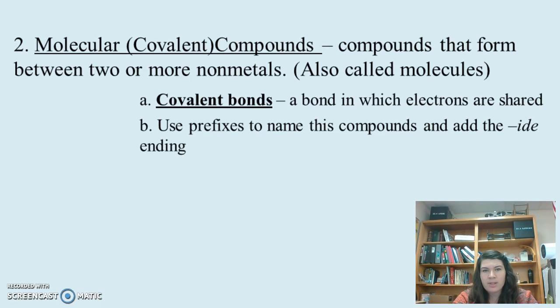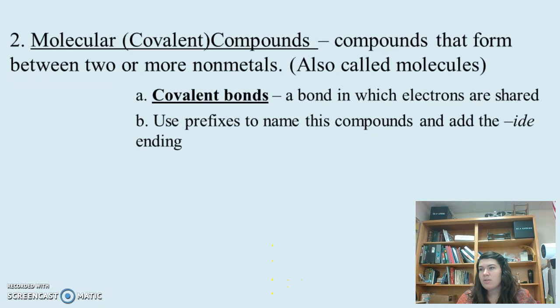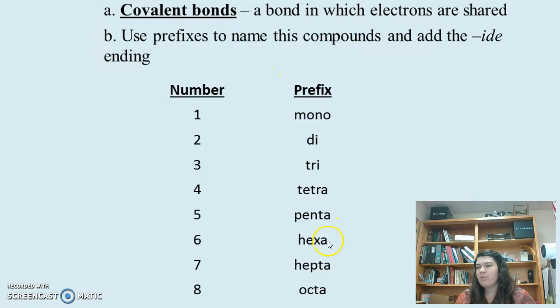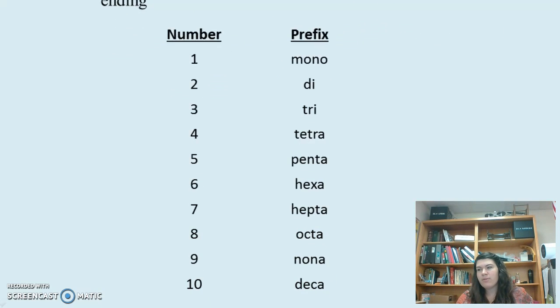Because they share their electrons, we just have to say exactly how many share them, okay? And how many of each atom is in a compound. So to do that, we use prefixes. We use these prefixes to name compounds, and we add the -ide ending on the end of them. So here are our prefixes. We just have 1 through 10. Those are the only ones you're going to need, okay?